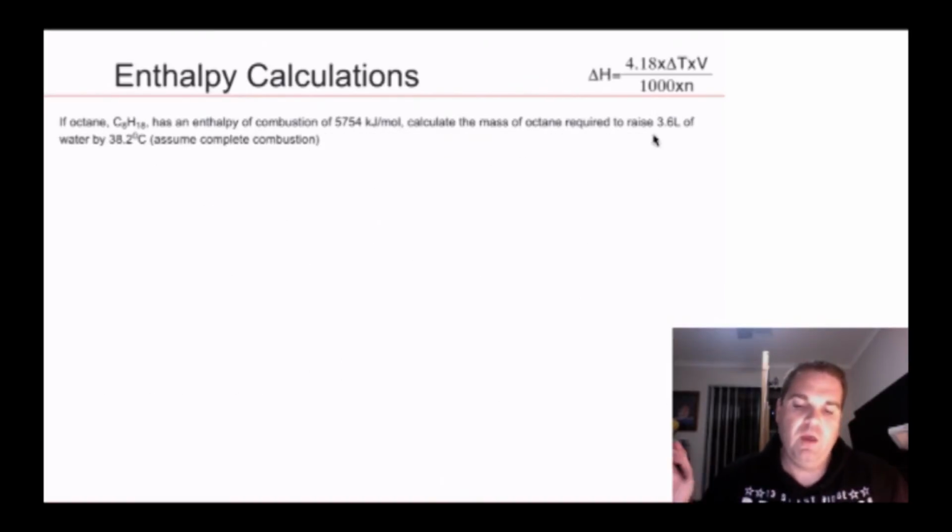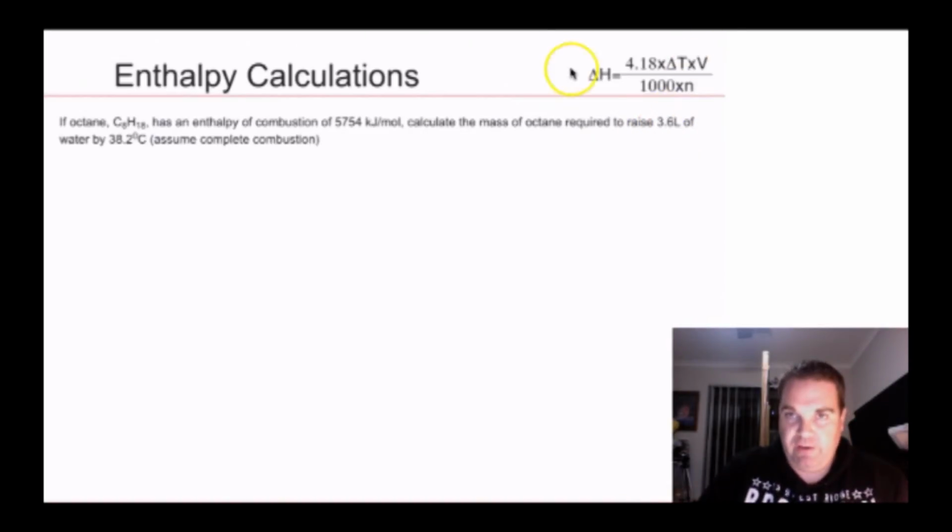Okay, last one. We've got octane, C8H18, very common, most common component of petrol. Enthalpy of combustion of 5,754 kilojoules per mole. We want to calculate the mass of octane required to raise 3.6 litres of water by 38.2. Okay, so straight away convert that to 3,600.